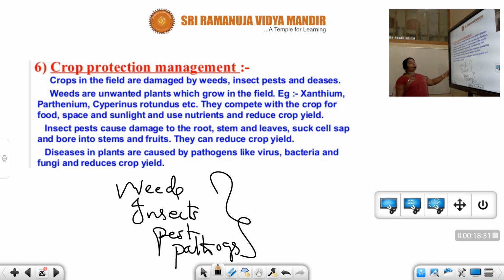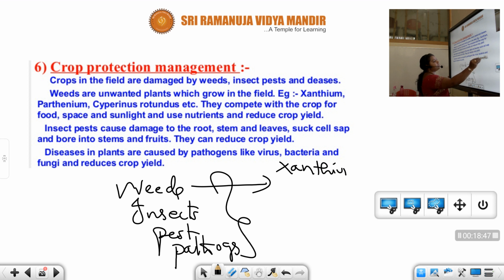So first, weeds are nothing but unwanted plants growing in our field. Example, Xanthium, Parthenium, and Cyperus rotundus are the best examples of weeds. What are those, students? Xanthium, Parthenium, and the last one is Cyperus.